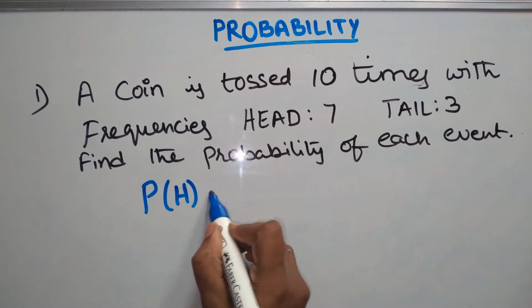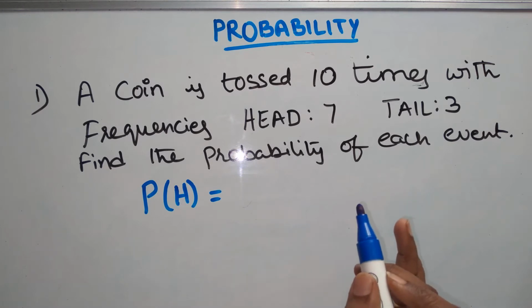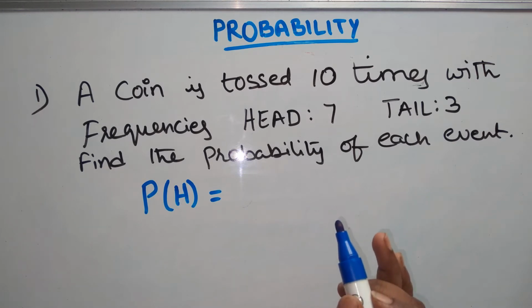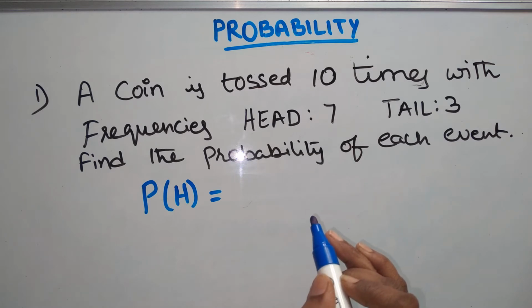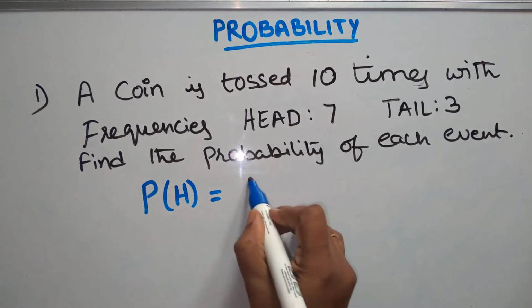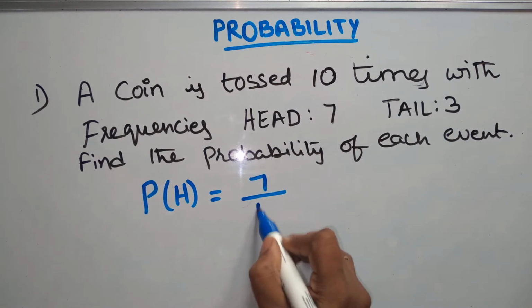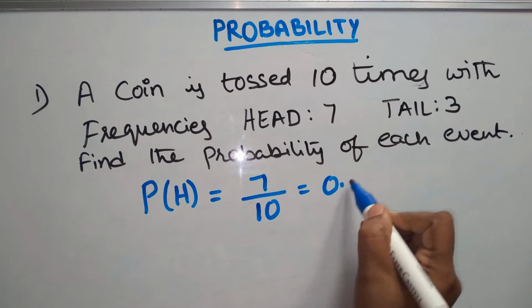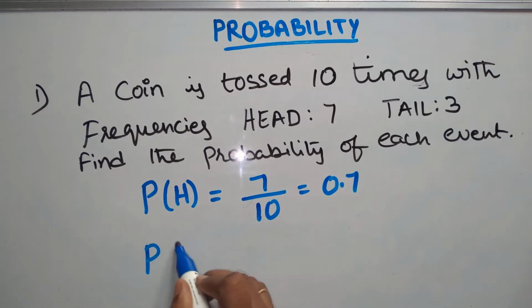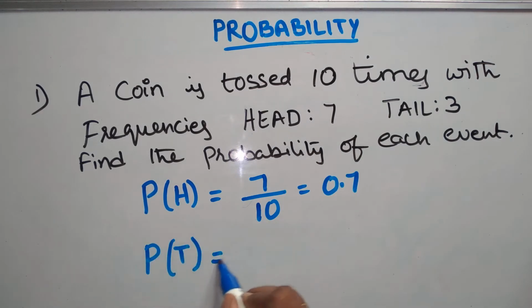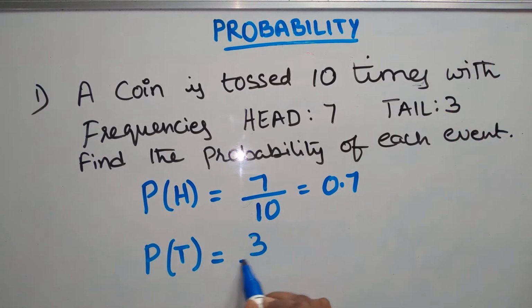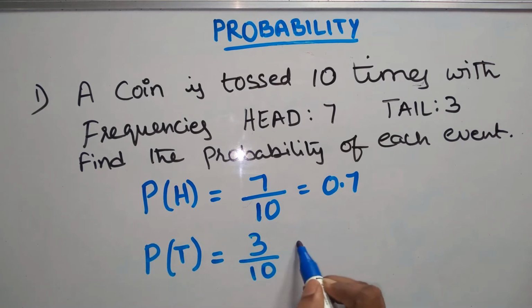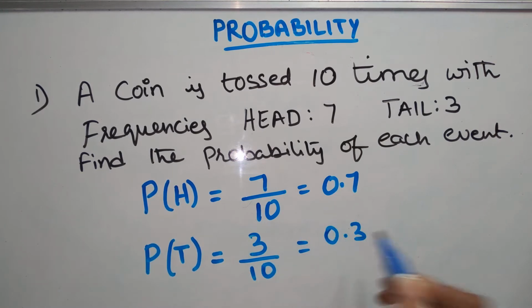Probability of head is equal to, we know that probability of any event is equal to the number of times that event happened by the total number of times. So how many times did head happen? 7 times. By total number of times? 10. That is equal to 0.7. And probability of event tail, P of t, is equal to number of times tail happened, 3 times, by total number of times, 10. That is 0.3. That's it. So simple. Let us go to the next problem.